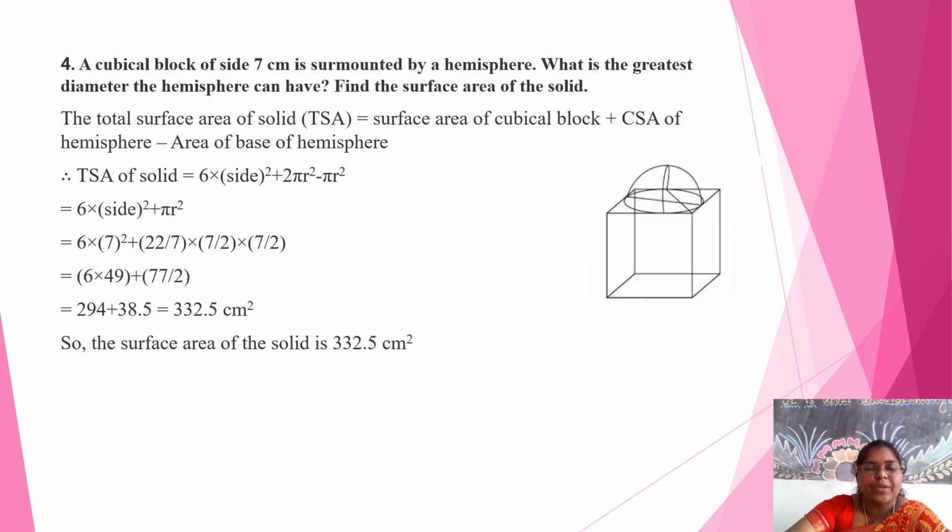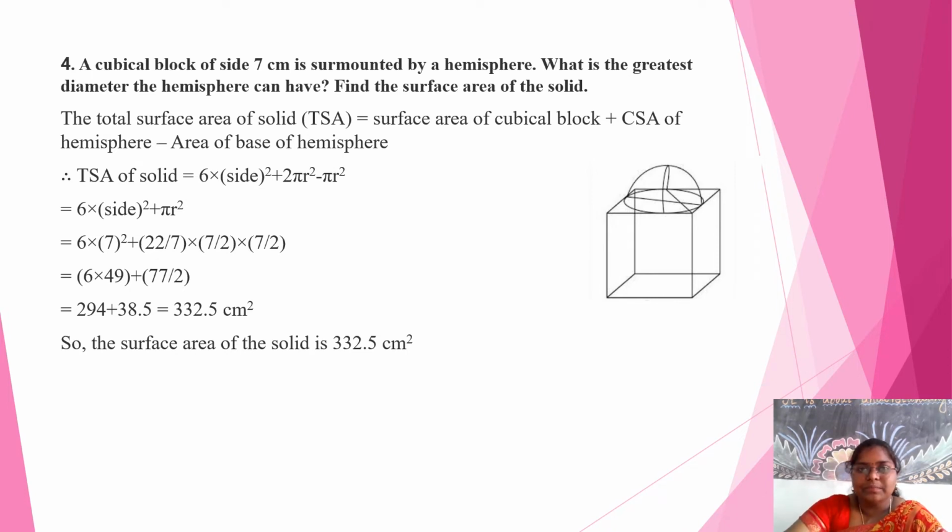So your fourth question: a cubical block of size 7 centimeter is surmounted by a hemisphere. What is the greatest diameter the hemisphere can have? Greatest diameter, that is what they are asking. Find the surface area of the solid. So first, the total surface area of the solid. What are the two figures here? Here they have a cuboid, plus it is surmounted by the hemisphere.